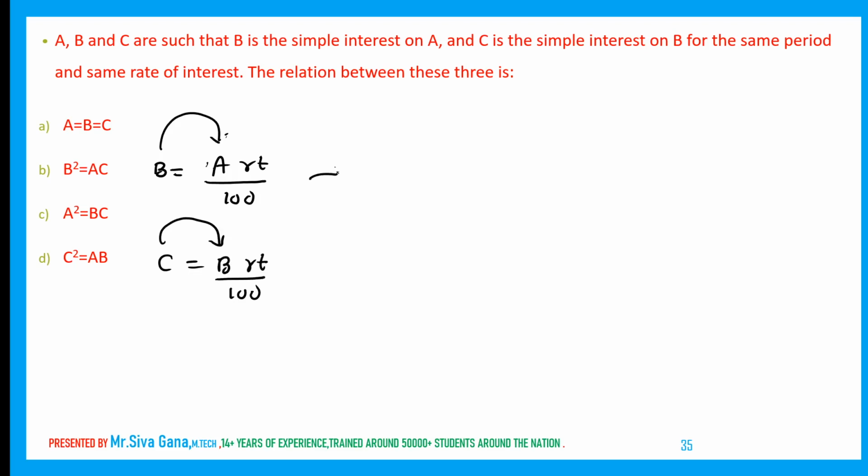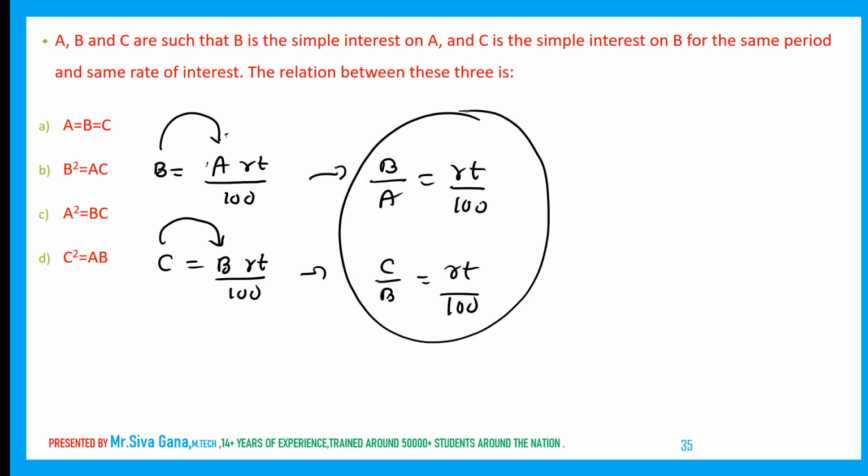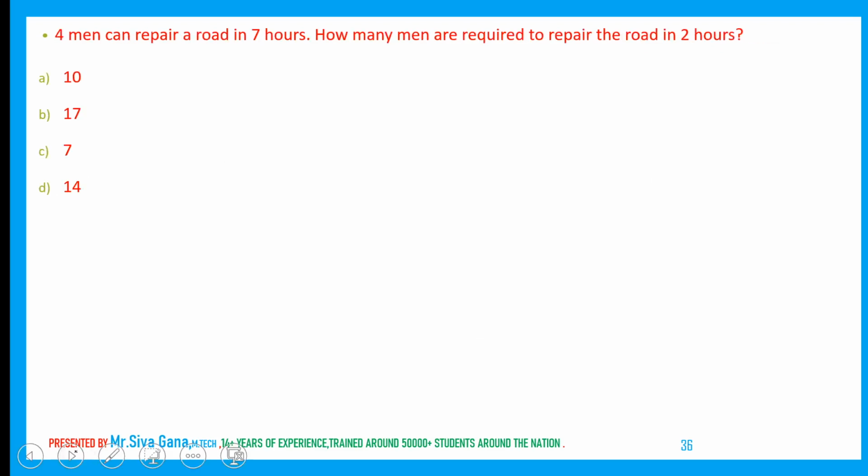From this I am going to get B by A equal to RT by 100. From this I am going to get C by B equal to RT by 100. If I equate these two, B by A is equal to C by B, which means B square is equal to AC. It is there in the options: B square is equal to AC.